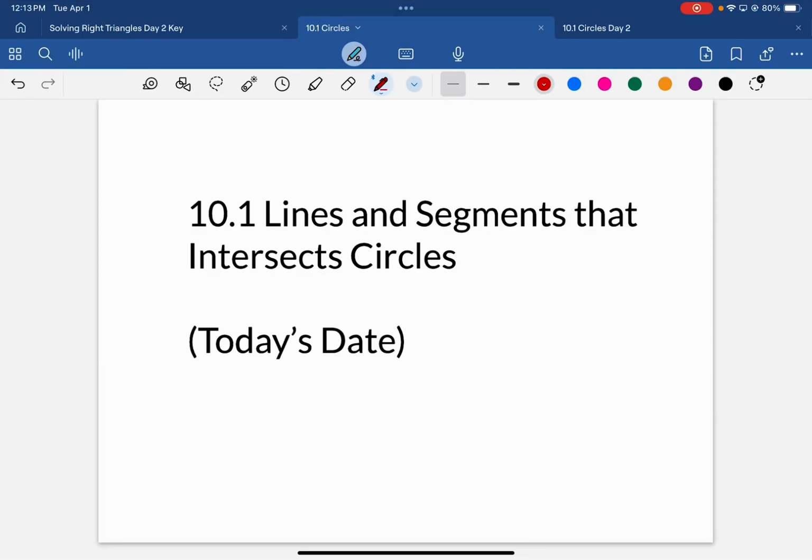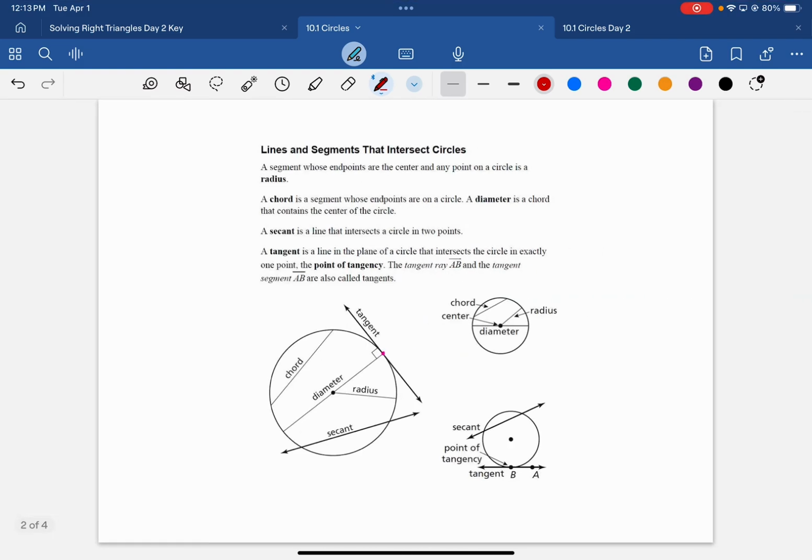All right, so we're going to look at lines and segments that intersect circles. Today's notes are just a lot of vocabulary. It's not necessarily hard, as much as once you understand the vocabulary. Hence why we're giving you the vocabulary test right here next to it. Your vocabulary list has all of these definitions on it.